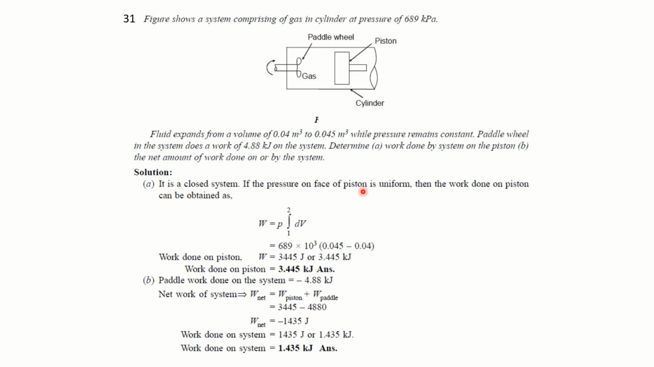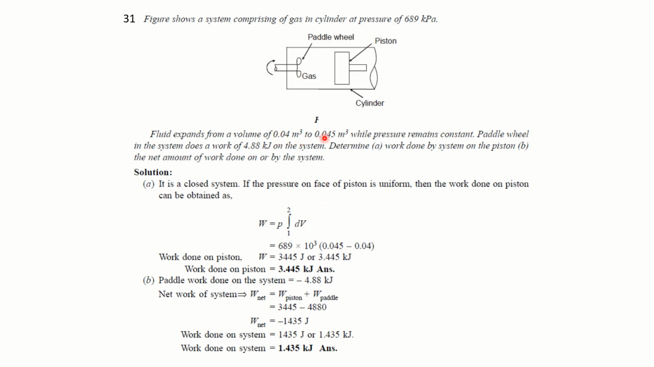If the pressure on the face of the piston is uniform, then the work done on the piston can be obtained here. That is, the system is doing work on the surroundings. Integral PdV, since P is constant, you can take it out of the integral sign. You can write P, integral 1 to 2 dV. The integral of dV is nothing but V2 minus V1.